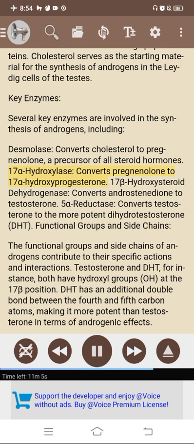of all steroid hormones. 17-alpha-hydroxylase converts pregnenolone to 17-alpha-hydroxyprogesterone. 17-beta-hydroxysteroid dehydrogenase converts androstenedione to testosterone. 5-alpha reductase converts testosterone to the more potent dihydrotestosterone (DHT).